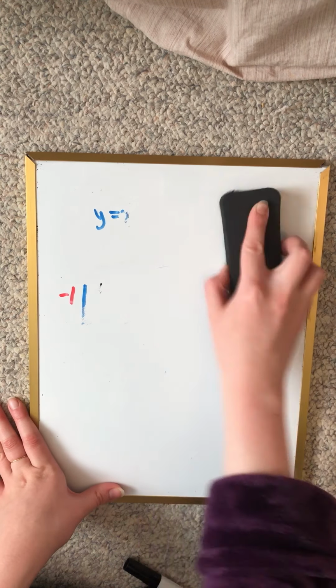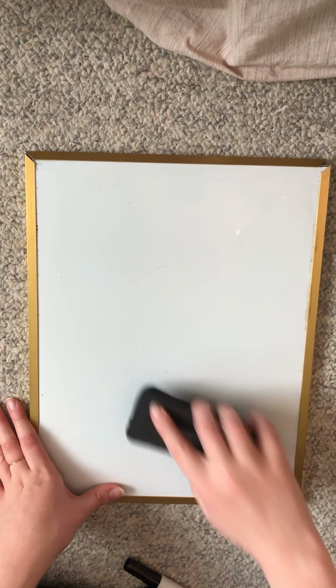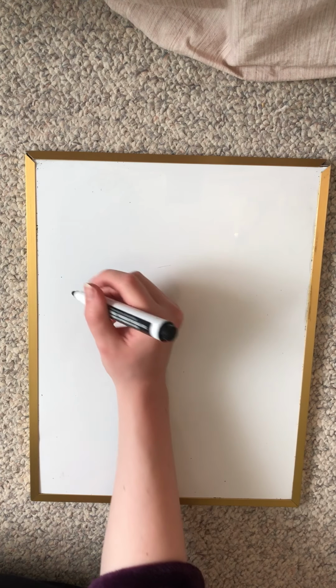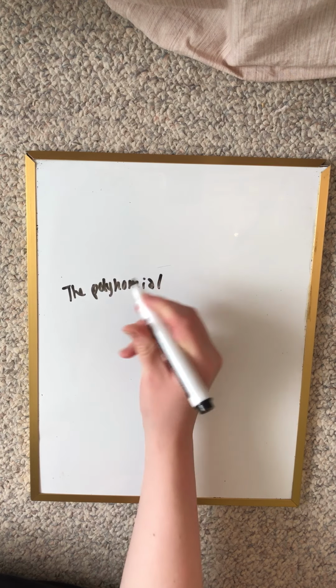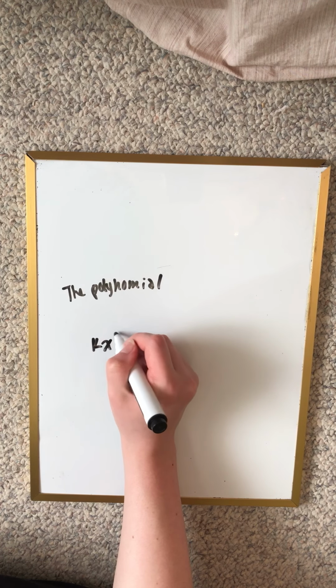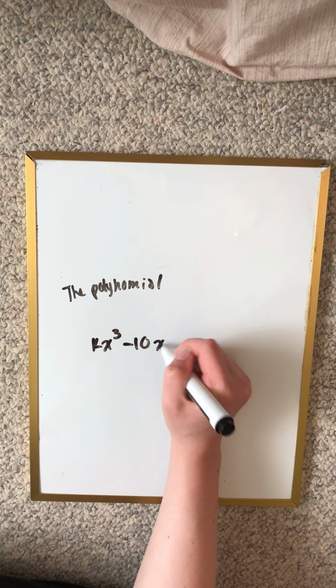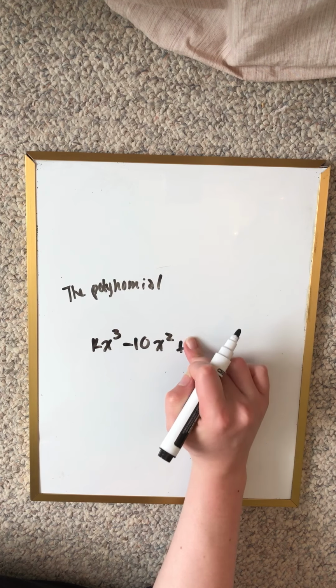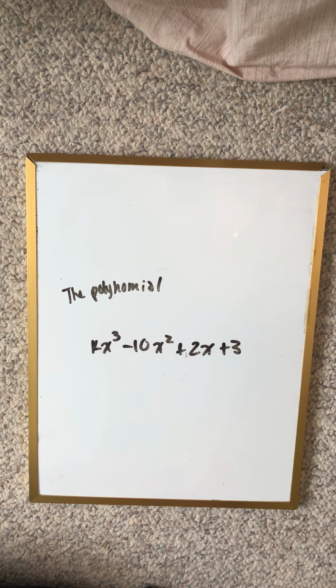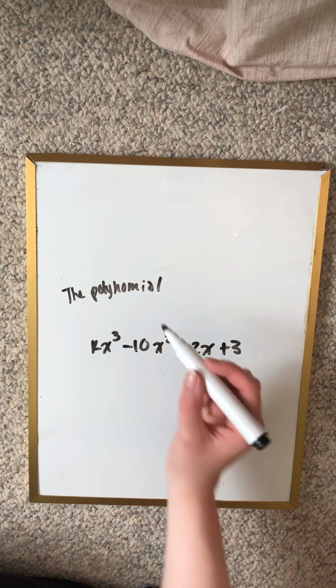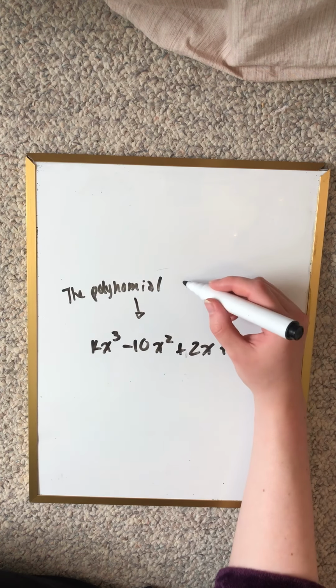Now we're just going to take a look at a question that is kind of an application of how you can use remainder theorem in some problems that you might see. So the question is, the polynomial, which is kx cubed minus 10x squared plus 2x plus 3, has a factor x minus 3.